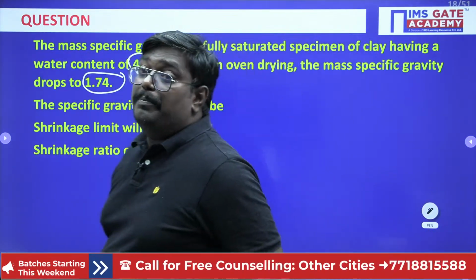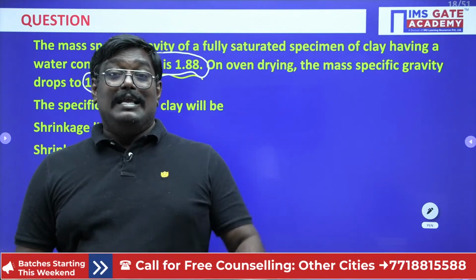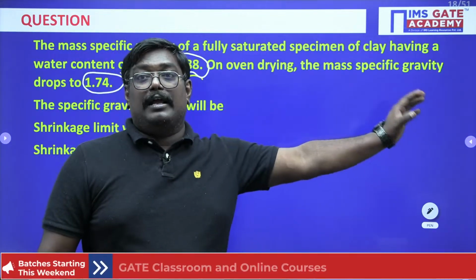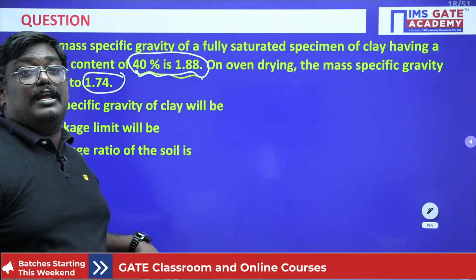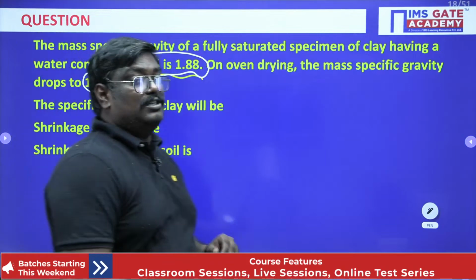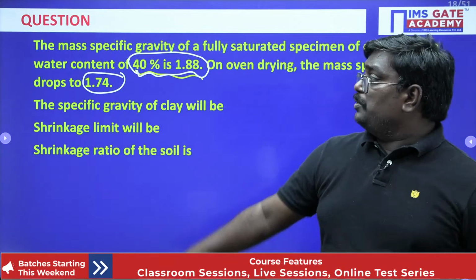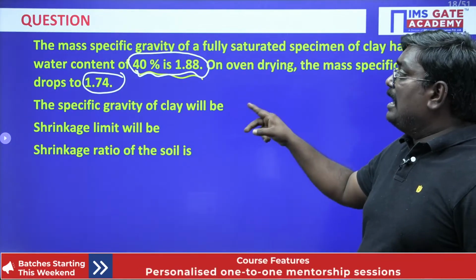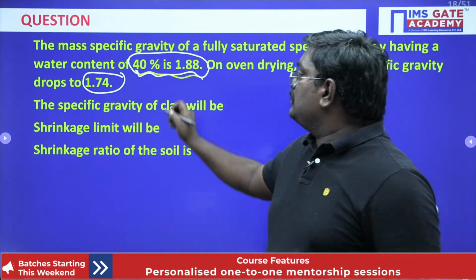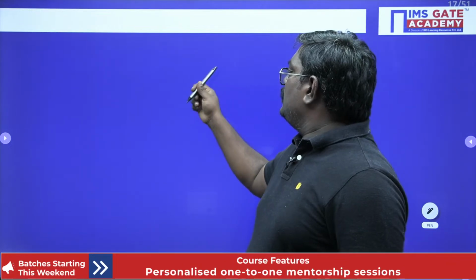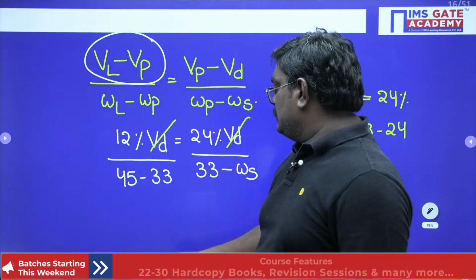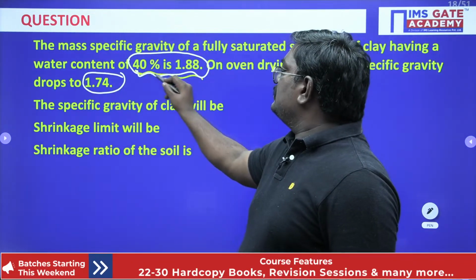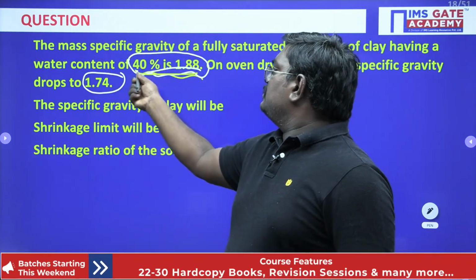This is a very important question, my dear students. Initially, the soil is saturated. Now it is kept in oven drying and now the state of the soil is dry. So you have to understand here, see students, I would like to explain to you. The mass specific gravity of a fully saturated specimen of a clay having water content 40 percentile is how much, sir? Having a water content of 40 percentile is how much, students?